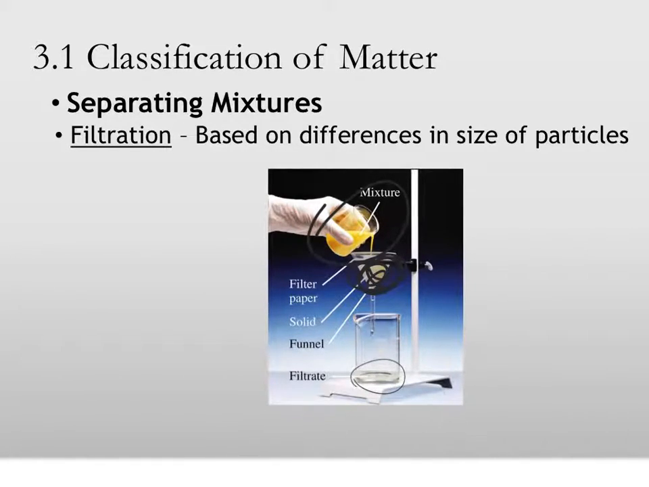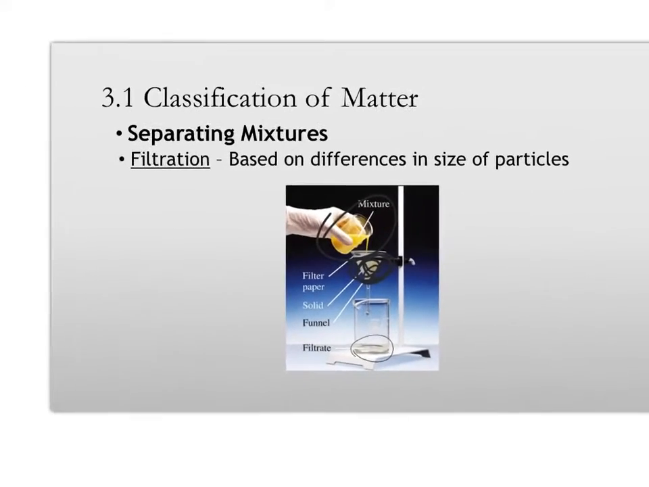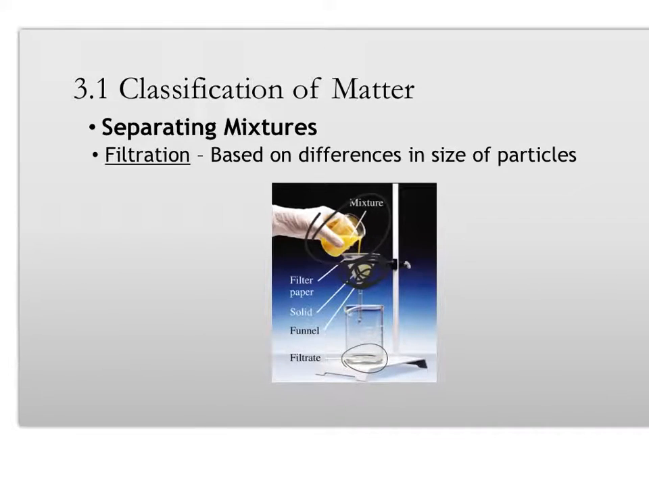An at-home example of filtration would be using a colander to filter out spaghetti and water. The spaghetti is too big to go through the holes of your colander. Water is small enough to pass through, so you've filtered something.